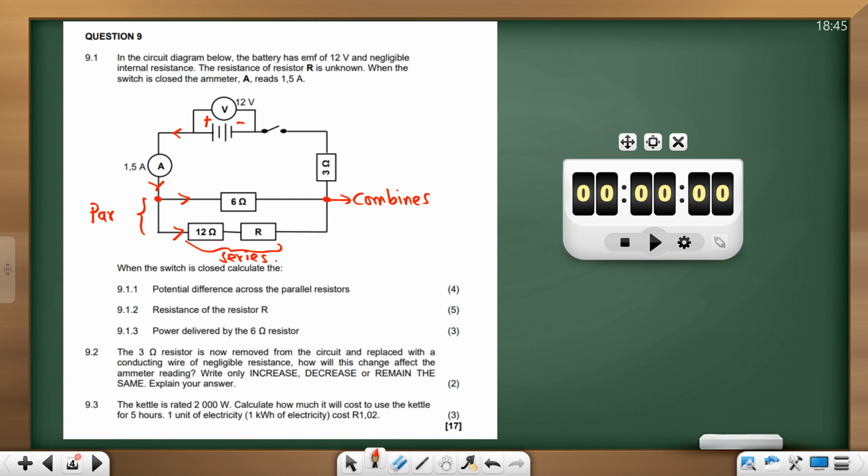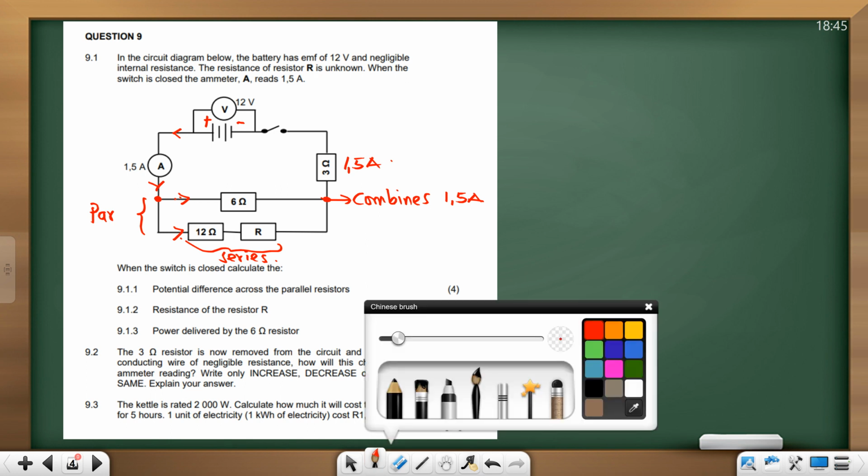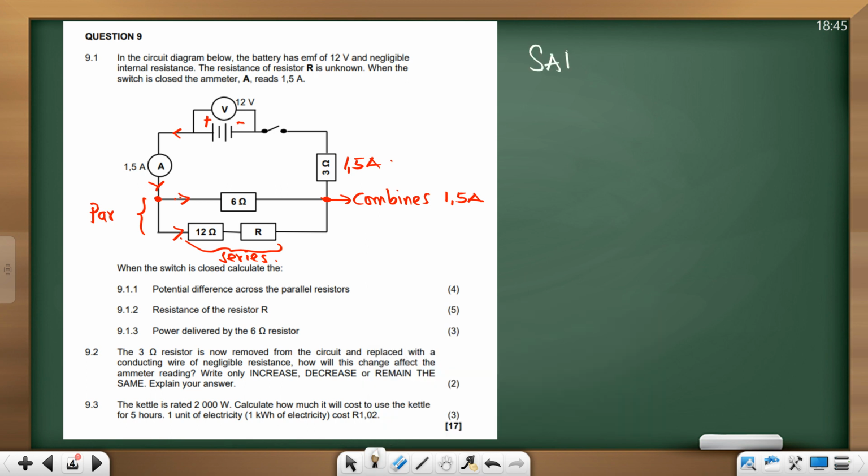Means my 1,5, when it gets here, it divides into two that I don't know the value of. Is that okay? But when it gets here, it combines and becomes what? 1,5 back. Current flowing through here is 1,5. If you learn to do what I just did, you'll be shocked how many questions you've answered just by picking. And then you write down this acronym: SAPD, Series Are Potential Dividers. Parallel are current dividers. So once you know how to use that, whether grade 10, grade 11, grade 12.